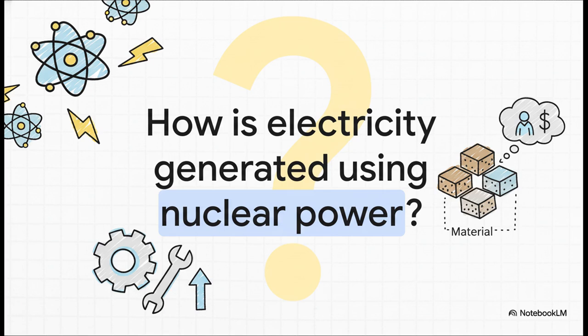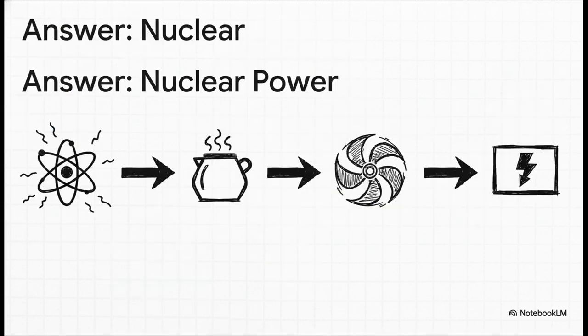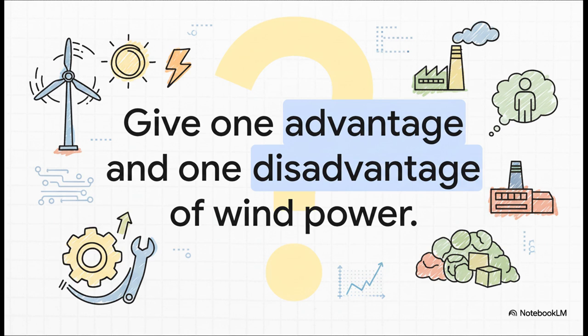Describe the basic process of how electricity is generated using nuclear power. Think about that chain reaction, from heat all the way to electricity. So, the key thing here is that radioactive materials, through a process called fission, produce a huge amount of heat. That heat is used to create steam. That steam drives massive turbines, and those turbines spin a generator to make electricity. Simple as that, really. And for our last question, nice and simple.